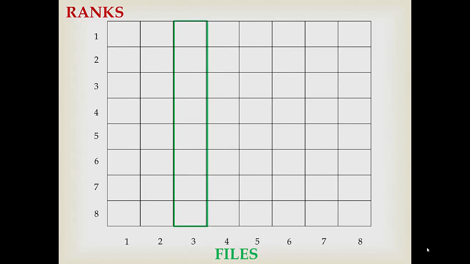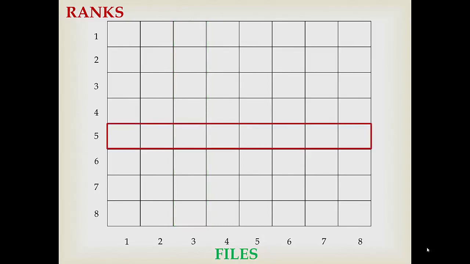So as you can see here, this green box here is in the third column, but this is also the third file, and this red box here is in the fifth row, but it's actually the fifth rank. If we bring back the file here, you can see there's an intersection here, and we can find out the coordinate of this intersection by stating the number of the file and then the number of the rank. So that will be 3, 5, because it's in the third file and the fifth rank.